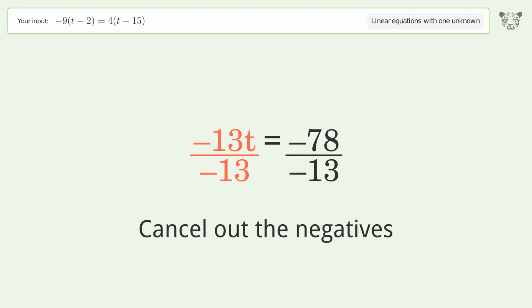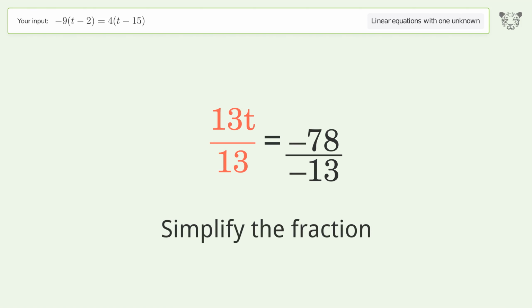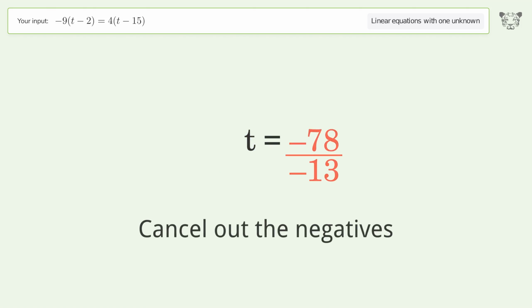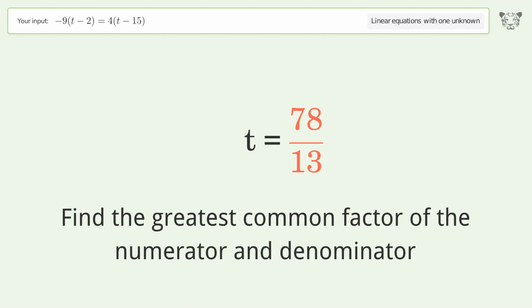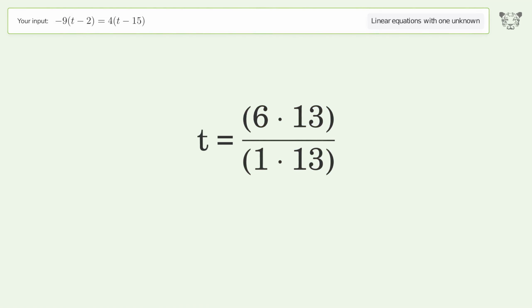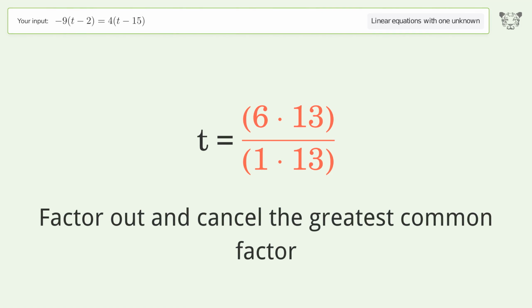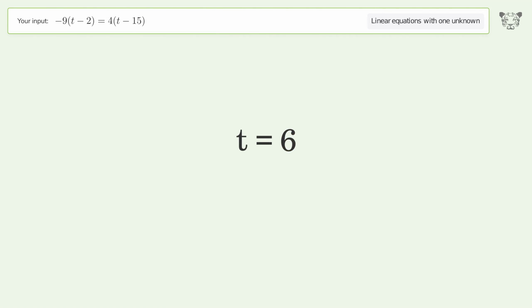Cancel out the negatives. Simplify the fraction. Cancel out the negatives. Find the greatest common factor of the numerator and denominator. Factor out and cancel the greatest common factor. And so the final result is t equals 6.